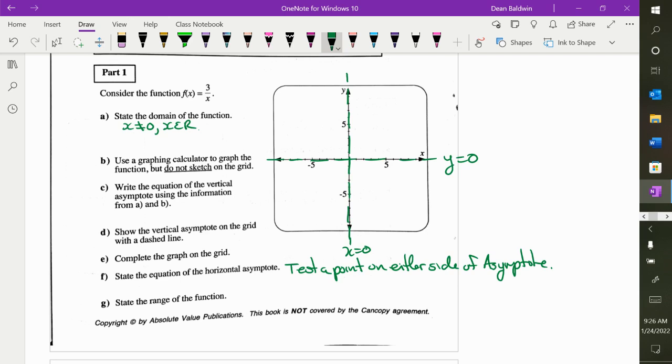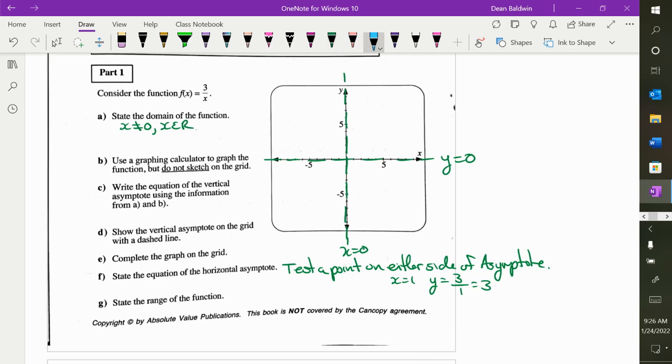All right, so we're going to test x equals 1. If I put x equals 1 into the equation, I get 3 over 1, which gives me 3. So that means that when x is equal to 1, which is right there, y is equal to 3. That make sense? Okay. You have to go through this point, but you can't touch this line and you can't touch that line.